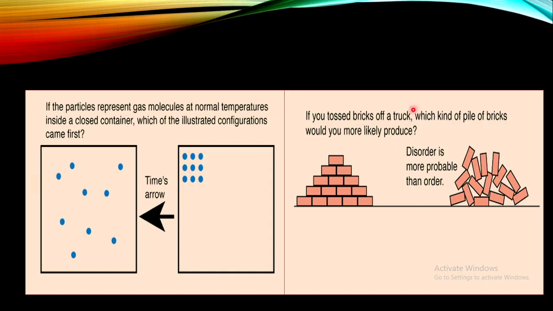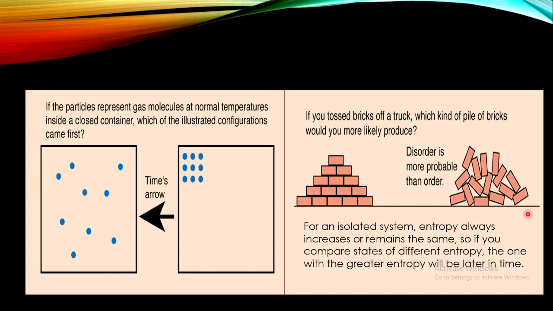Similarly, if you toss the bricks off a truck onto the ground, can you expect them to form an ordered state? Which kind of pile of bricks would you more likely produce? Would an ordered form result from the tossing? Then it would have been better, no? No, it happens in a disordered state because it is the most probable state compared to the ordered state. So for an isolated system, entropy always increases or remains the same. If you compare states of different entropy, the one with greater entropy will be later in time. The bricks were in an ordered form in the truck, and when they are tossed off the truck, they end up in a disordered arrangement.